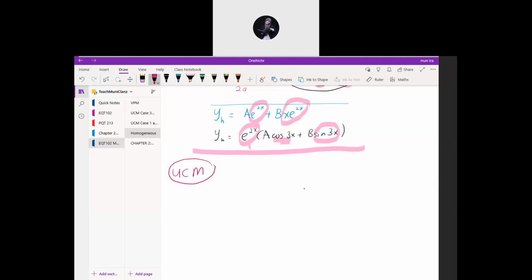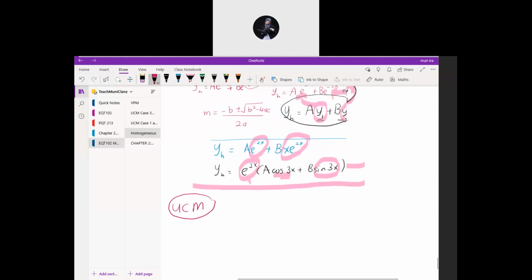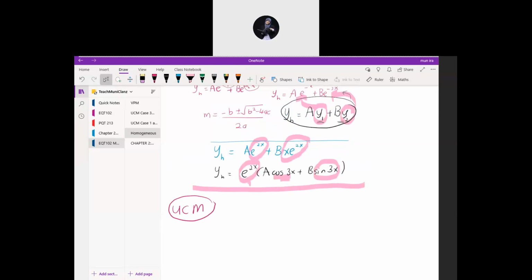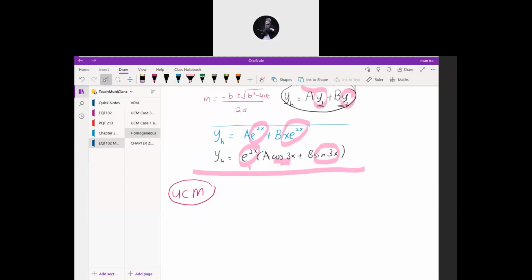A and B are constants, but your Y1 and your Y2 can be determined from the nature of your roots, from B square minus 4AC. Okay, please check your notes on homogeneous. Clear? Homogeneous? Clear? Yeah. Okay. We go to UCM.